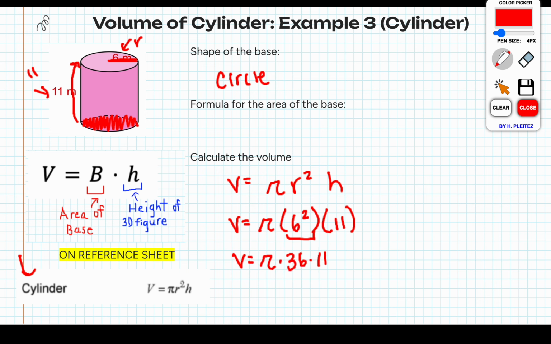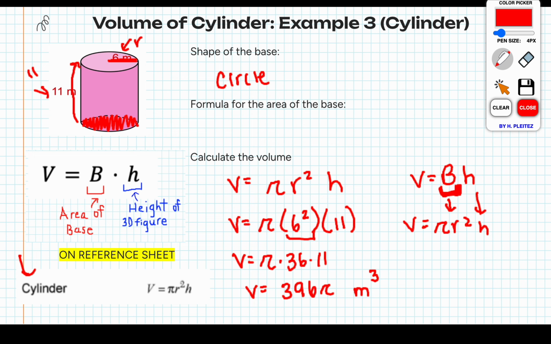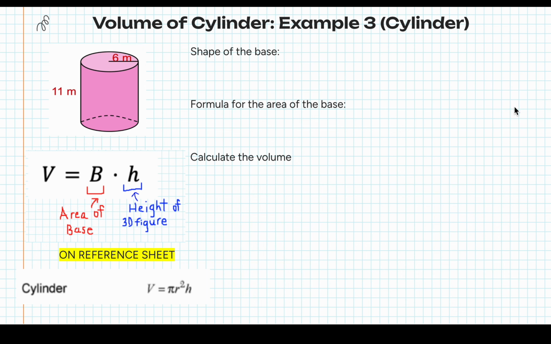And then if you do that in your calculator, we get that the volume equals 396 pi. And since it doesn't specify, I'm going to leave it in terms of pi, and we have meters cubed. Now this relates, right? If we did V equals capital B H, remember the shape of our base is a circle. So still we would take this base and we would put pi r squared, and then we multiply by the height. So that's where it comes from. It still comes from capital B H, but it is nicely given to you on the reference sheet.